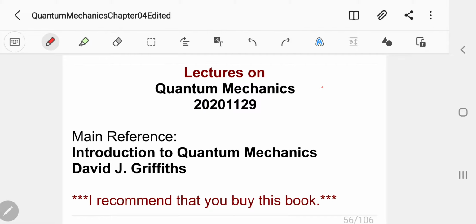So in the continuation of our study, we're going to talk about angular momentum in quantum mechanics. So we start with this one.